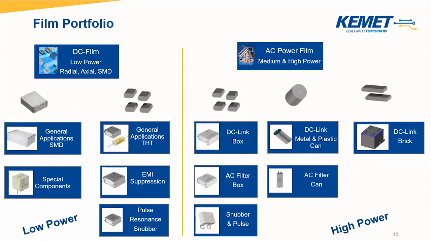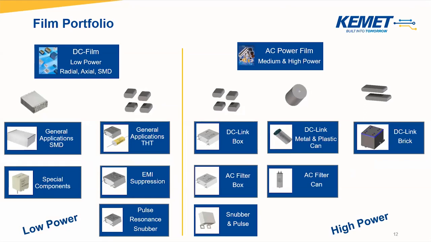Just a quick overview. As you may know, the film capacitor can have really different shapes and dimensions. We go from capacitors that weigh just some grams up to big capacitors, like the brick type, that can weigh up to 40 or 60 kilograms.